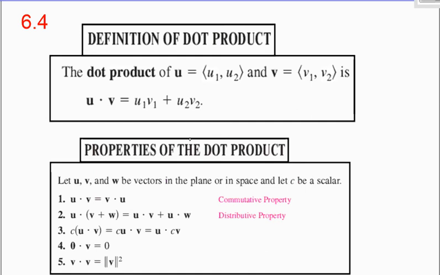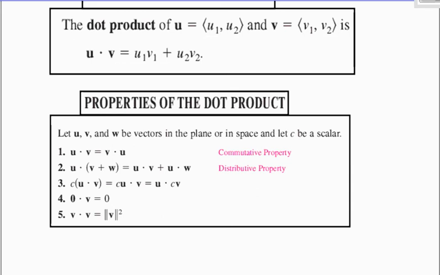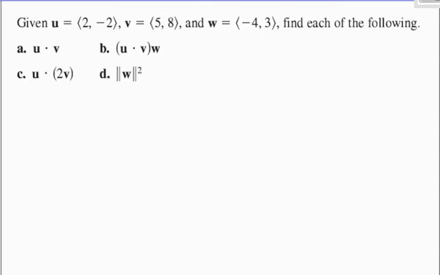Now, properties of the dot product: u dot v is the same thing as v dot u. If you've got u dot (v plus w), you could do u dot v and u dot w and add those together. If you have a scalar, you could multiply the scalar by the dot product of the other two. The dot product of the zero vector with anything is 0. And the dot product of a vector with itself is just its magnitude squared. Okay, so let's try a couple examples of this.